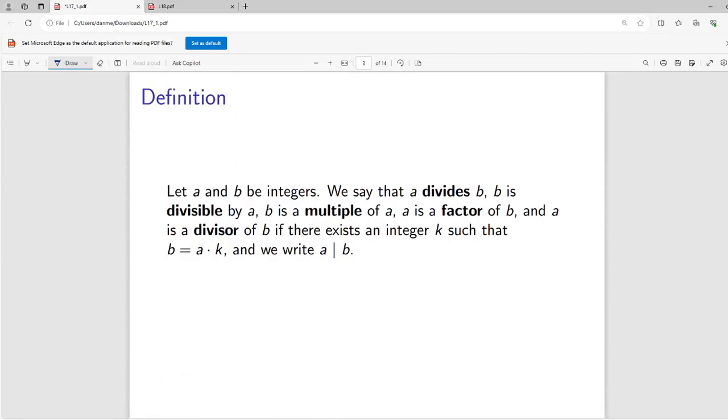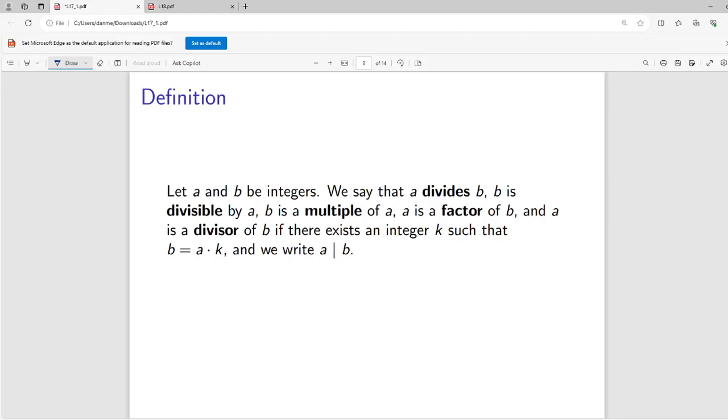So if we have integers a and b, we say that a divides b, or b is divisible by a, or b is a multiple of a, or a is a factor of b. But what we mean by that is that b is equal to a times another integer, right? And so if there is some integer k such that a times k is equal to b, then we'll say that a divides b.